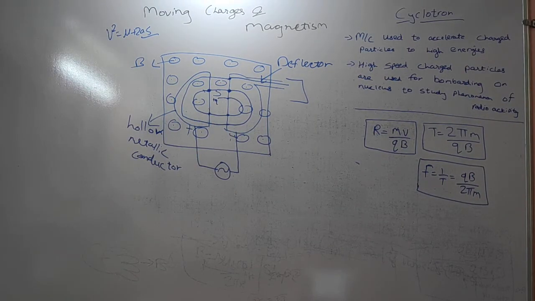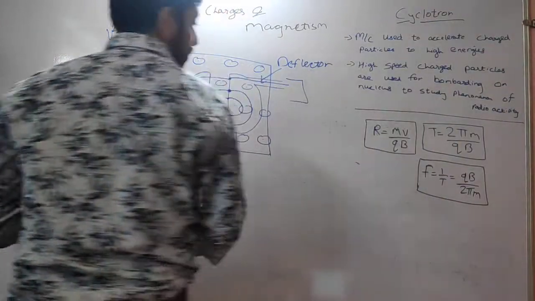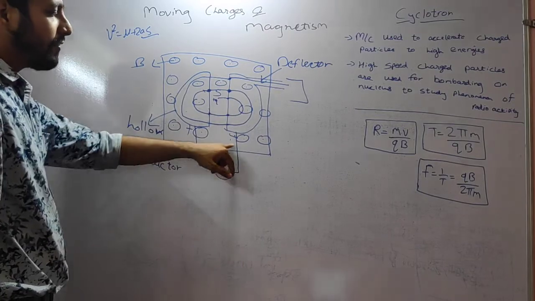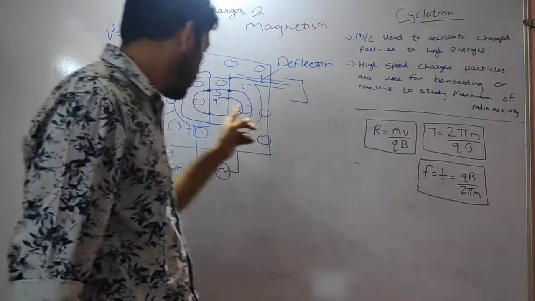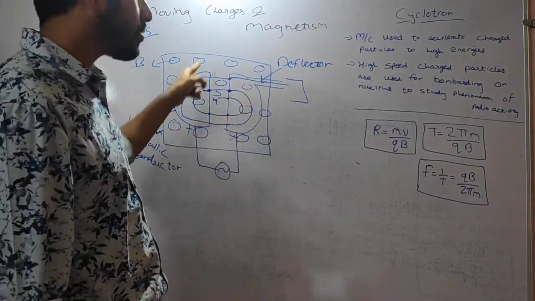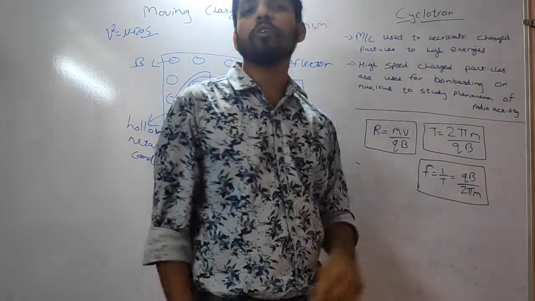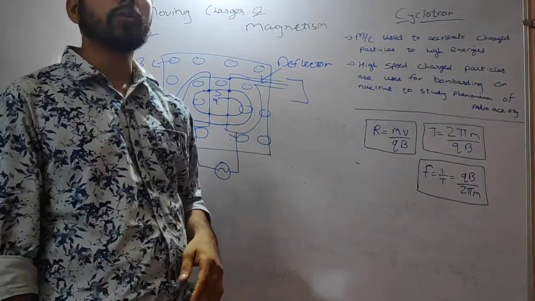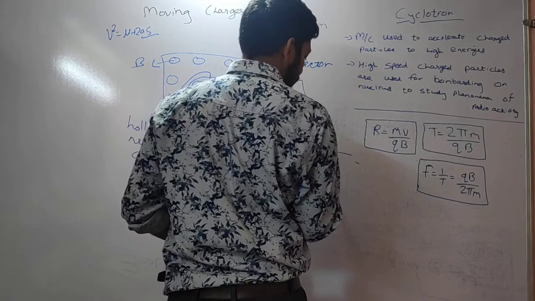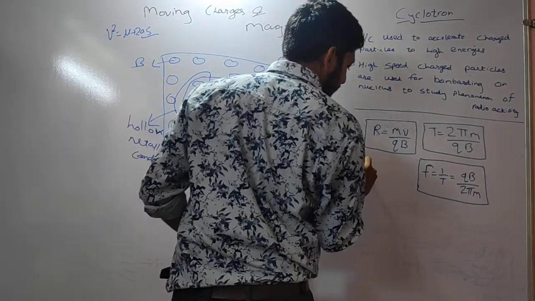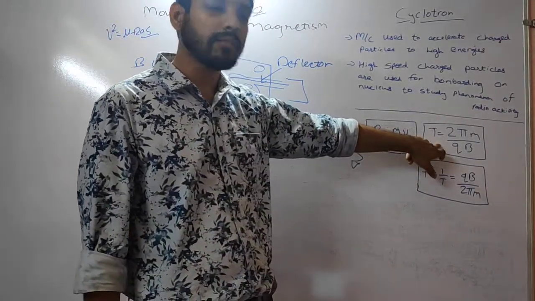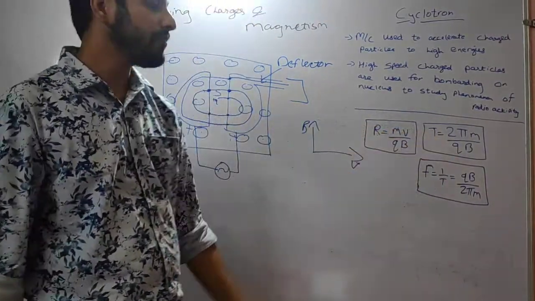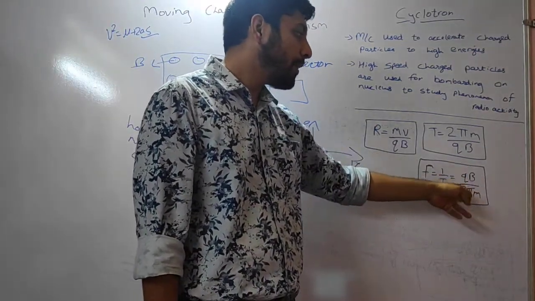I hope this much portion is very clear to you. Then we'll move towards the last part. One thing we need to set is the frequency of changing the polarity. We have studied that the time required for one complete rotation is 2 pi m by qB. We studied this in the previous lecture, when we discussed the case of perpendicular B and v. When v and B are perpendicular, the charge moves in circular motion, and the time is this. If this is the time, what is the frequency? Frequency is 1 upon T, that is qB upon 2 pi m.